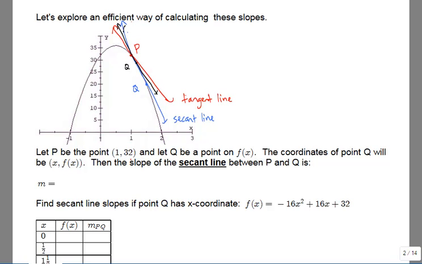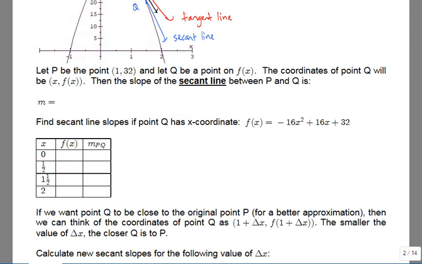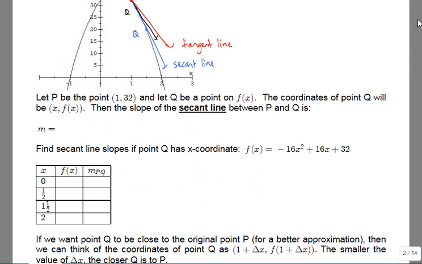P is the point (1, 32), and I'm going to let Q be a point on f of x with coordinates (x, f of x). So just some random point (x, f of x). How do you find the slope of this secant line between P and Q? Well, remember that slope of a line is change in y over change in x. So all I have to do is take the two y coordinates of my point P and my point Q and subtract them, and then subtract my two x coordinates.